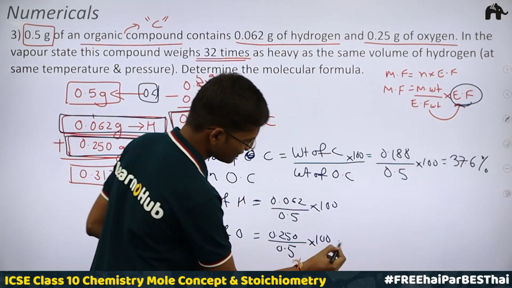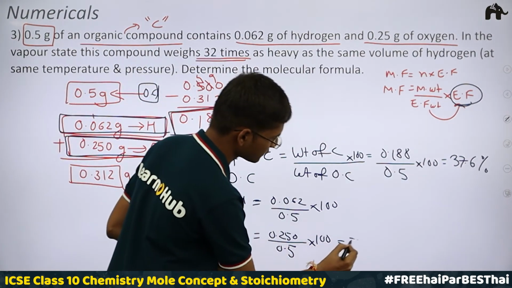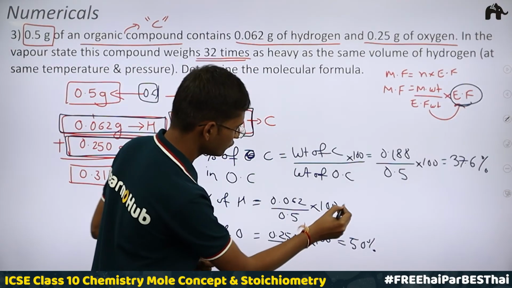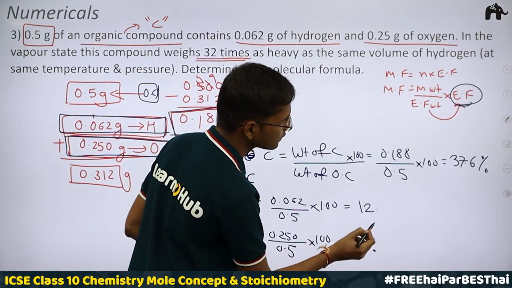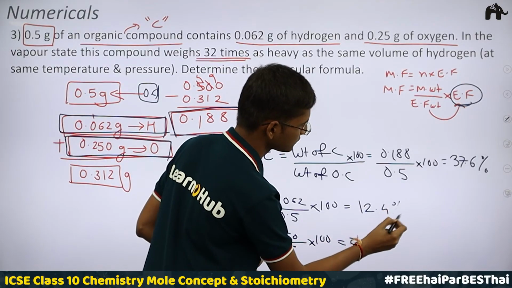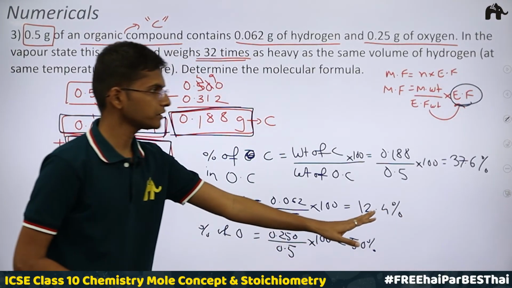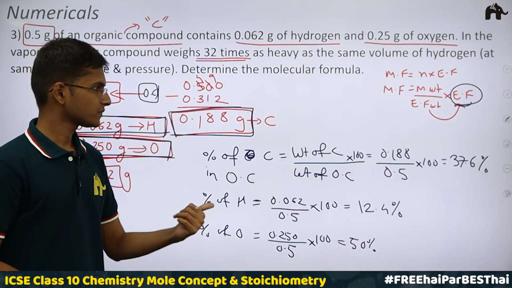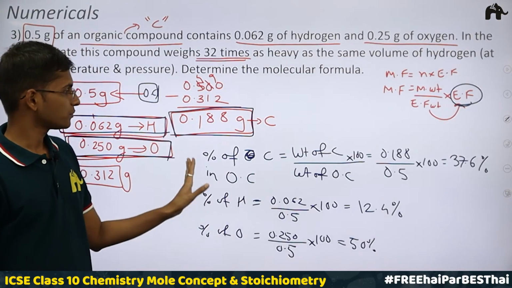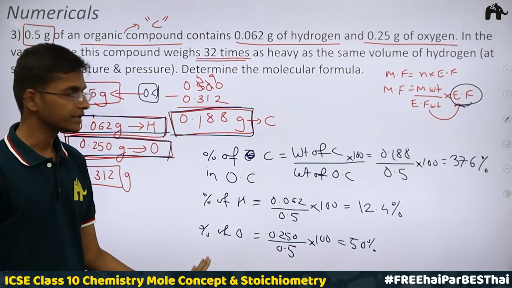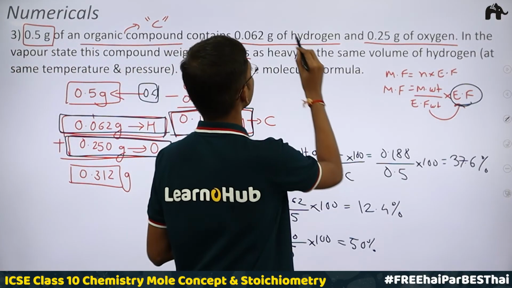So what you would get here, I can clearly make out it's 50%, and the rest, with carbon at 37.6%, the remaining is 12.4%. So this is the data which we have got now, the percentage by weight of each element. Now I am just writing it here for my reference.